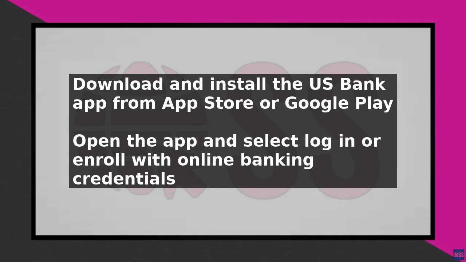To get started with the US Bank app, first download and install it from the App Store or Google Play. Once installed, open the app and select the option to log in or enroll. If you are an existing US Bank customer, you can log in with your online banking credentials. If not, you can enroll by providing your account information and creating a username and password.